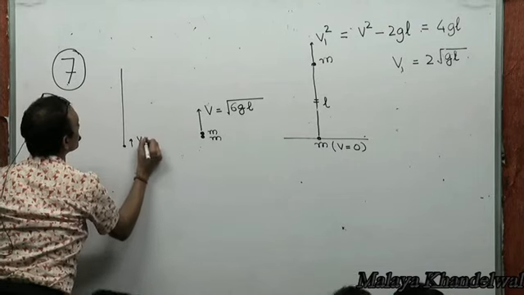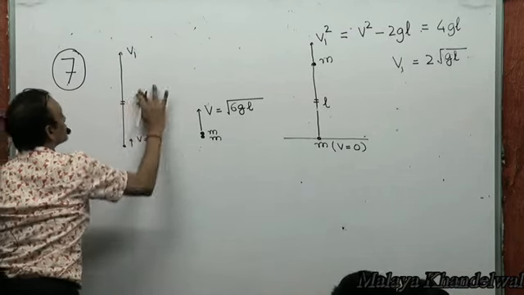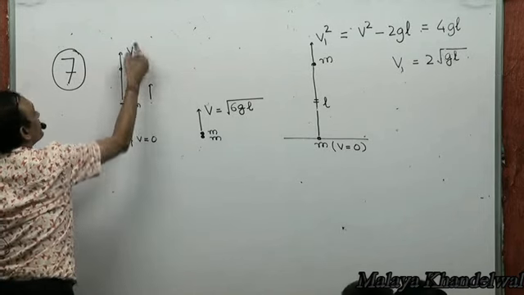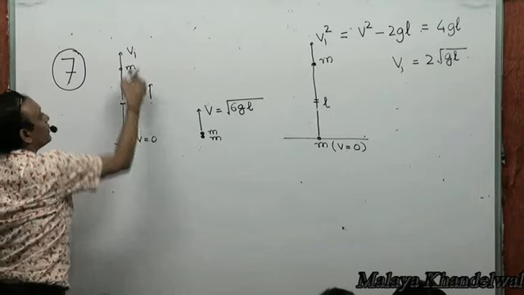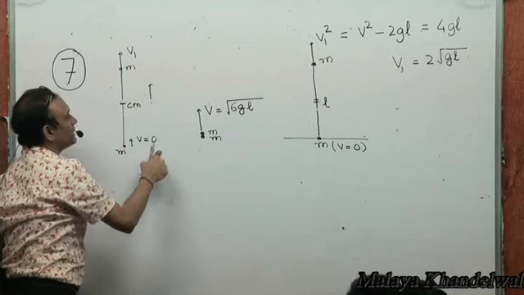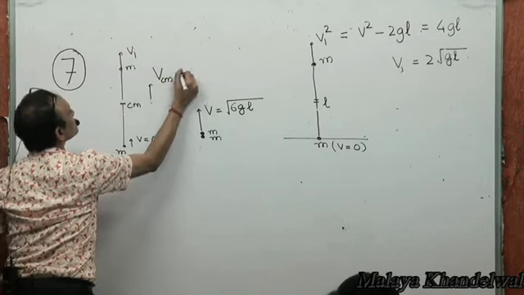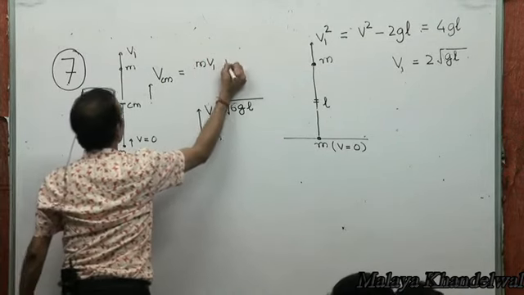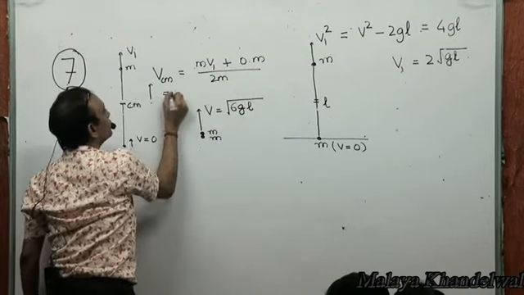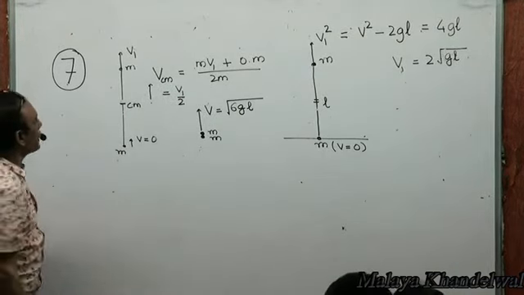This is 0 velocity. This is velocity v1 at this instant. Length L. Forget this. The center of mass then would have a velocity of (m v1 plus m into 0) by (m plus m). That will be the velocity of the center of mass. Yes or no? m into v1 plus m into 0 by 2m. That makes it v1 by 2. v1 by 2 is the velocity of the center of mass at this instant, right?